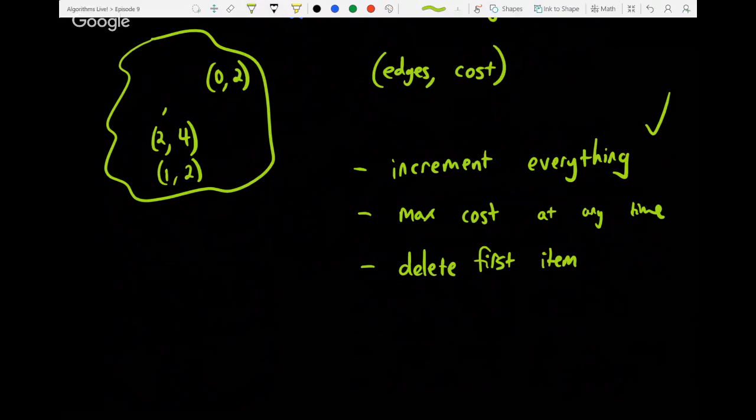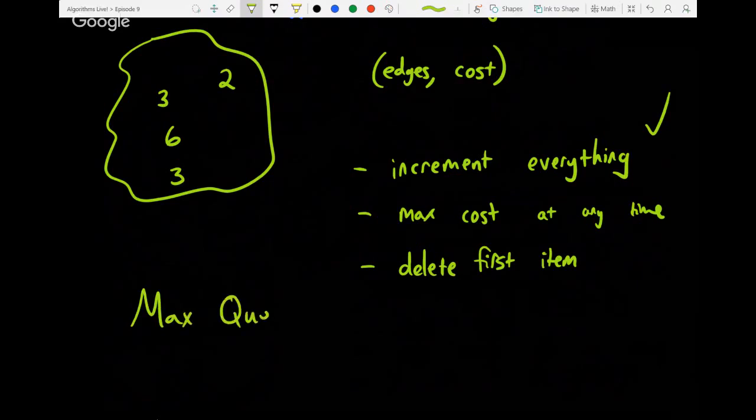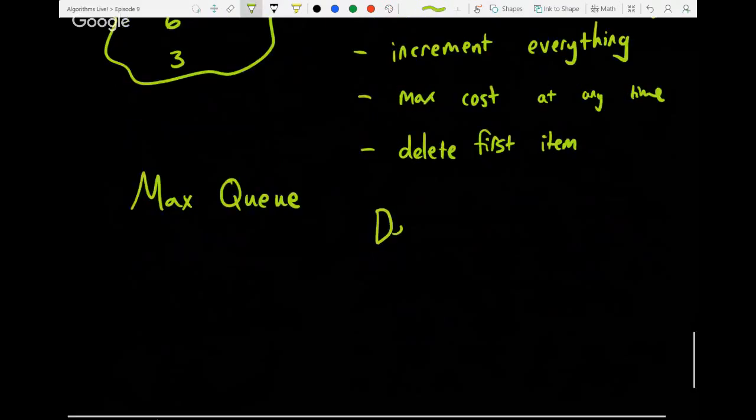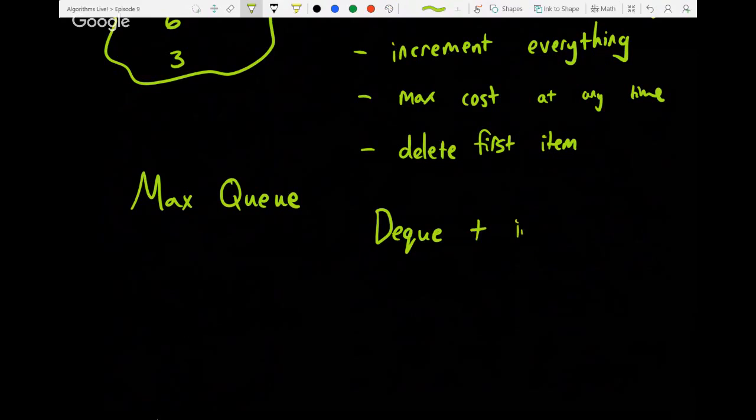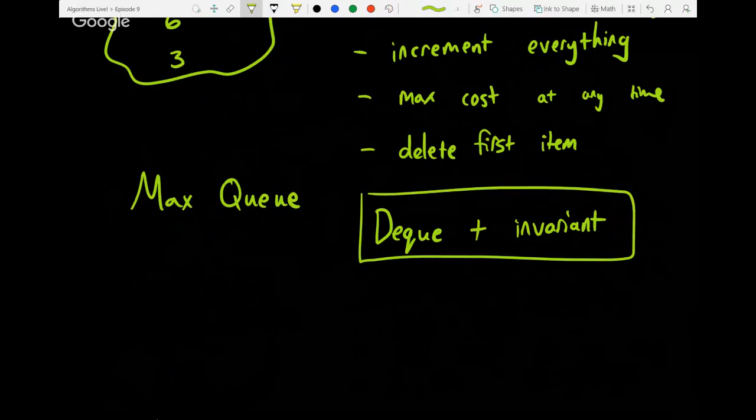To make things a little simpler, another thing I could do is just store a single value for everything instead of 2 values. Because once I put it in the data structure, the position doesn't matter. All that matters is the sum of edges used up to and including that point. And then I need to delete the first item. So there's this great data structure called maxq that's really useful here. And the way you implement this is you can actually implement it with a double-ended q plus an invariant. So I'll show you maxq, and then you can see how to implement this problem.